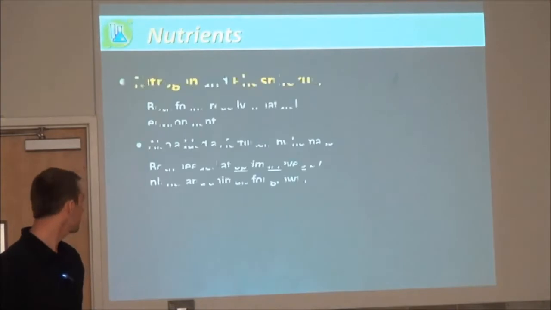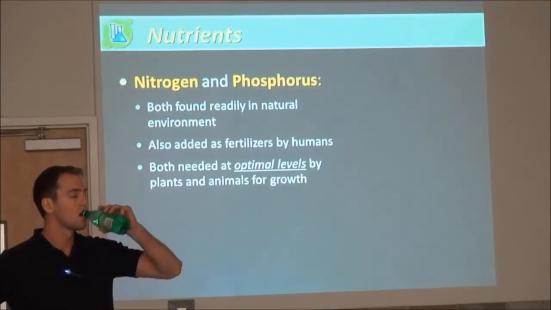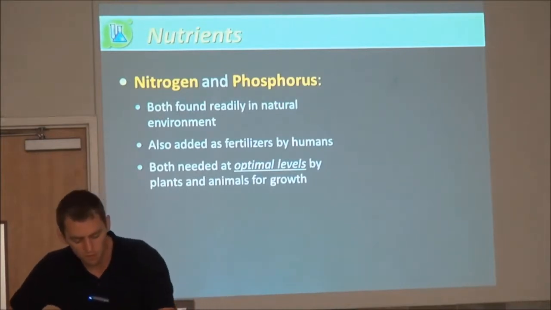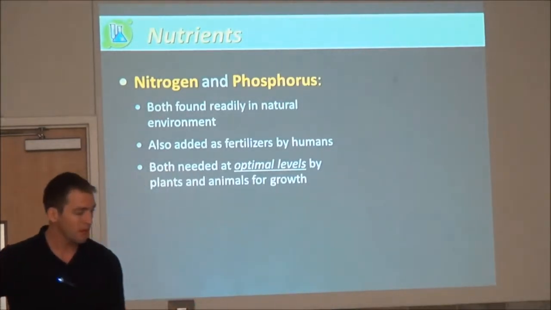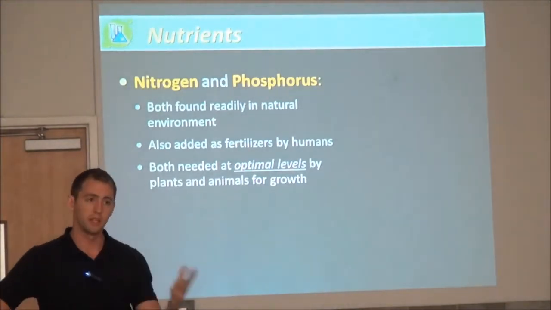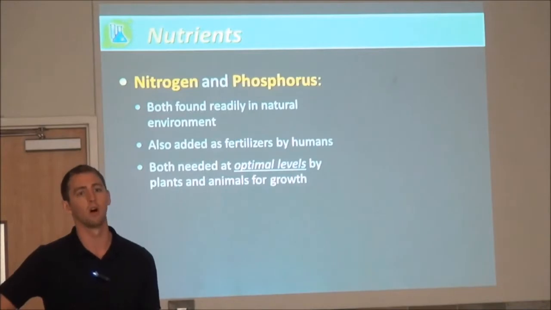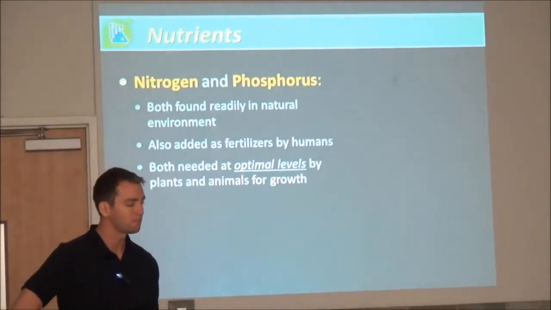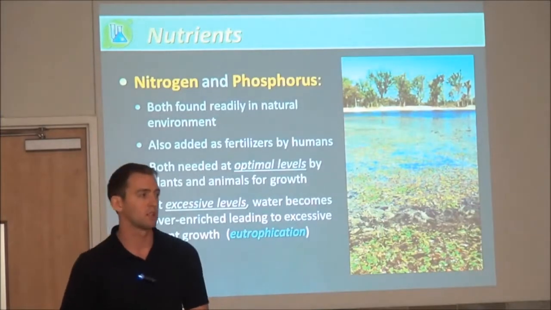Nutrients. Nitrogen and phosphorus are the two we're concerned about in this case. We find them very readily in the environment. They're essential to life, plant life, animal life. Added by us in the form of fertilizer to ag fields, our home lawns, golf courses, for example. When you find them in excessive levels, that's when you start to cause some issues, though.